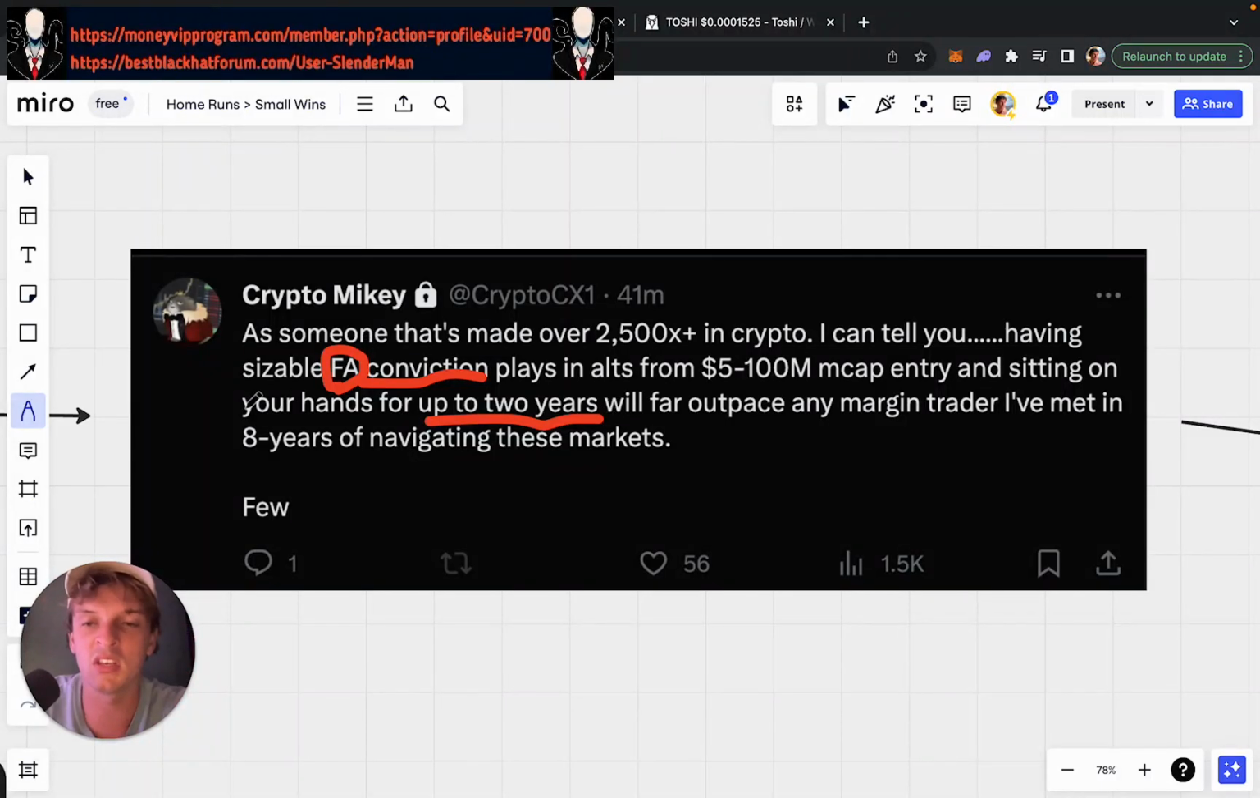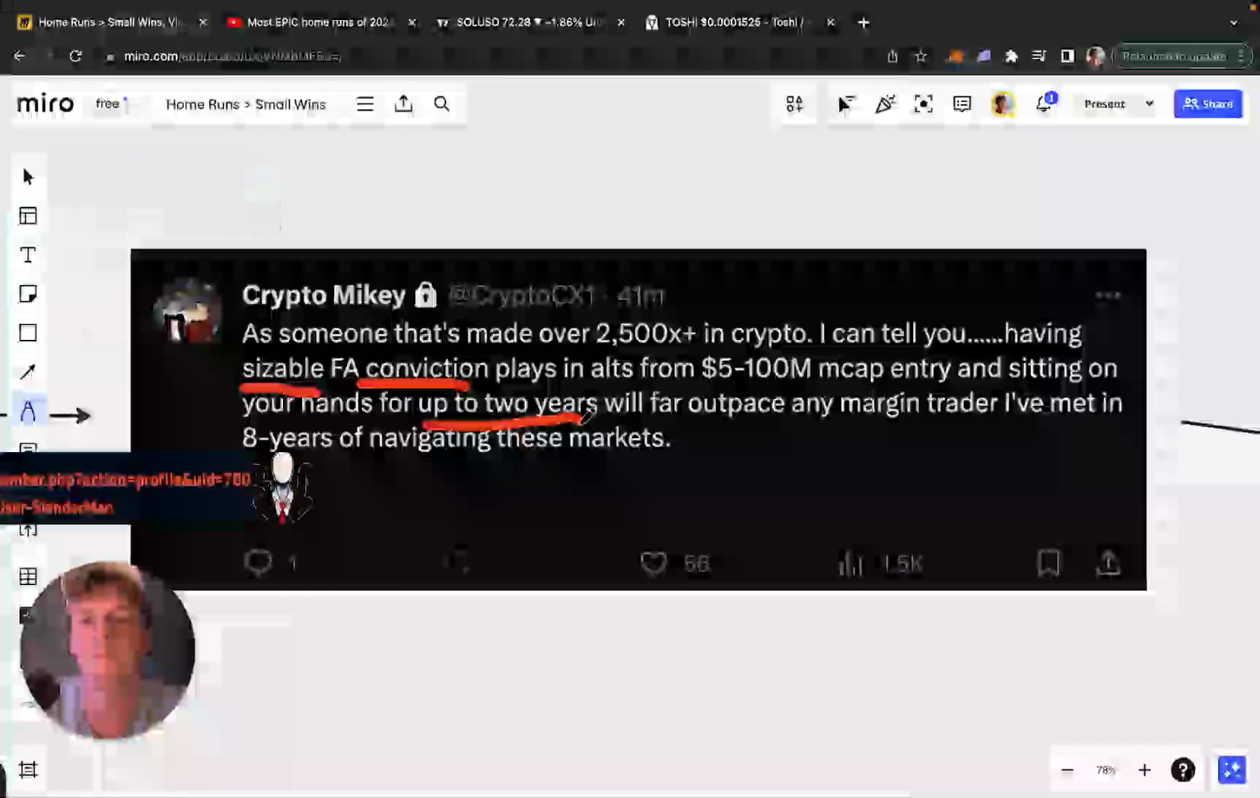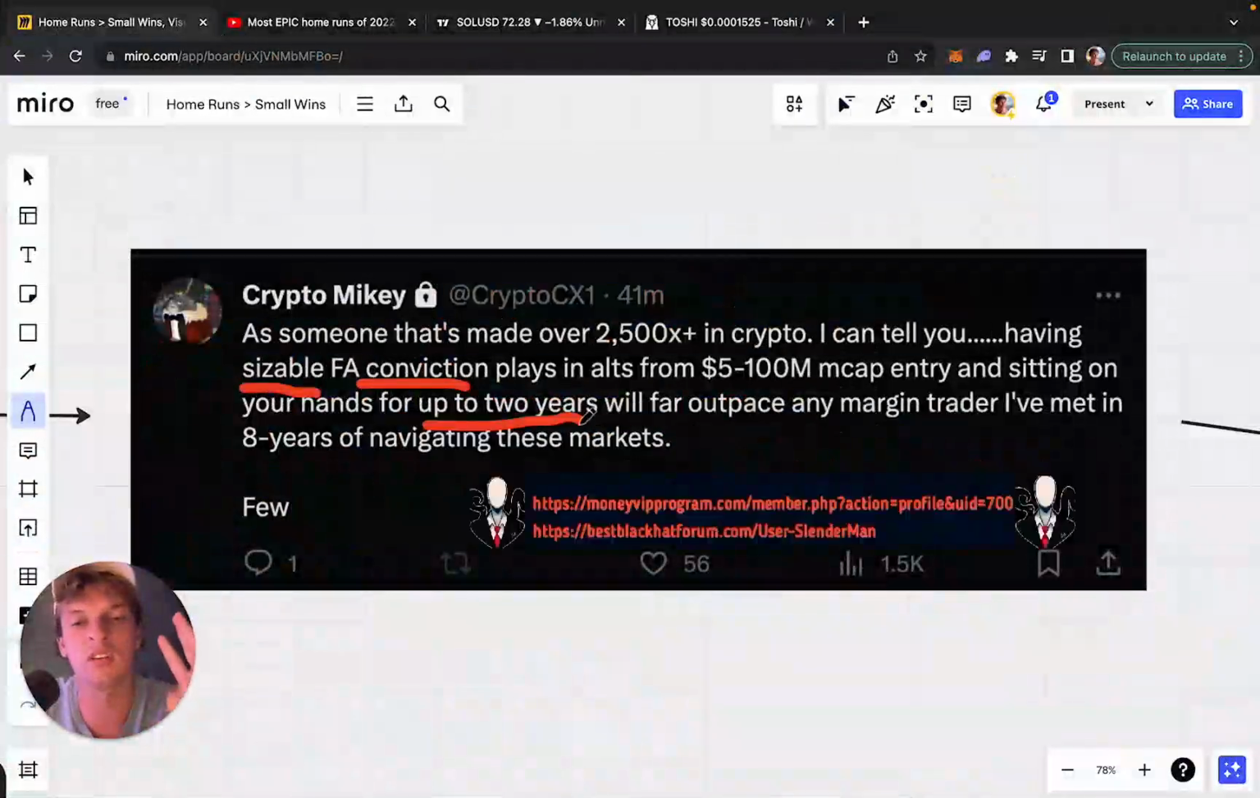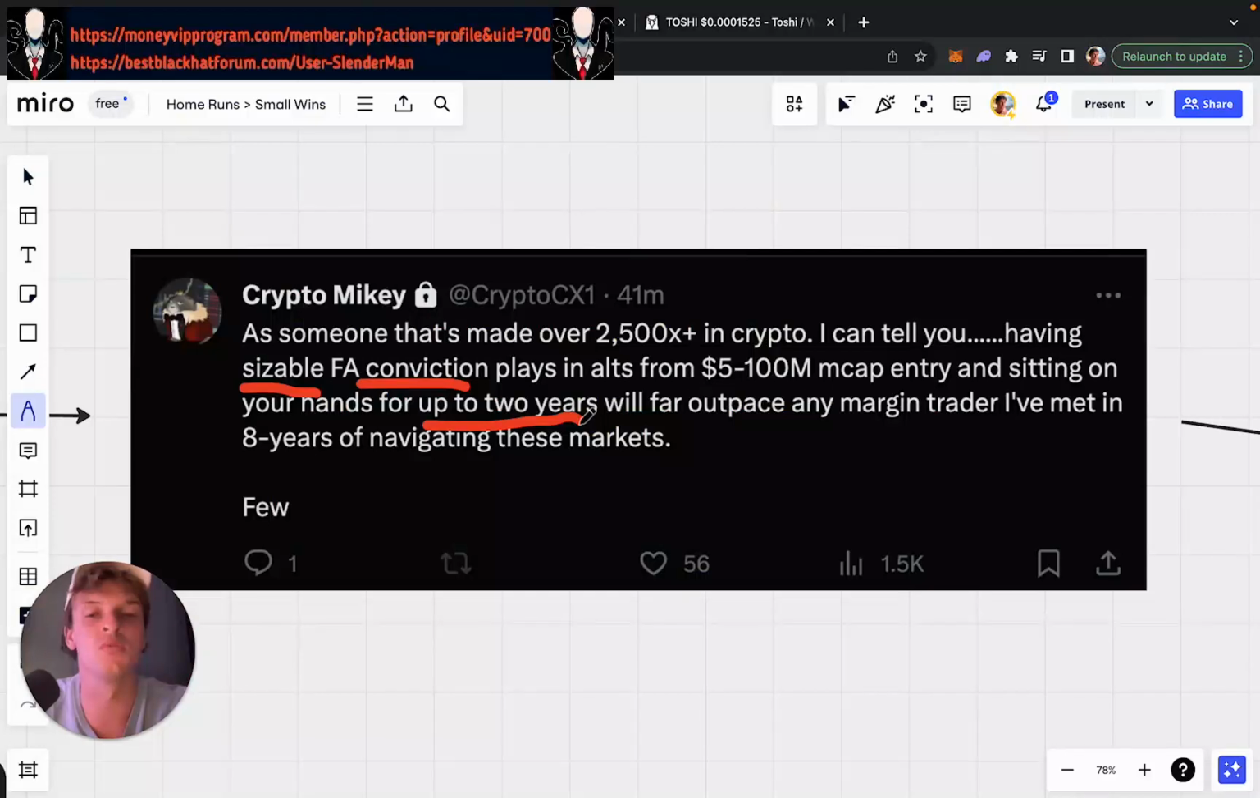So you can see he mentioned all the components. He entered with size, he had conviction, and he held it for a long time, right? Size, conviction, length of holding is what builds you the home run position, which gets you the returns that he has already made from crypto.